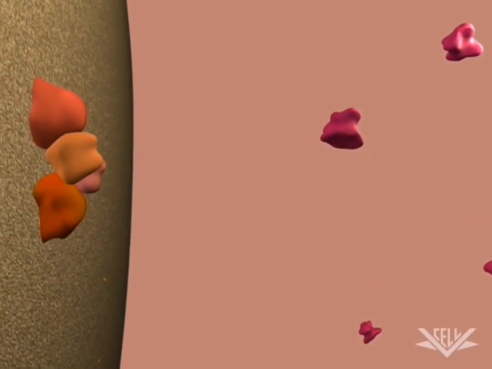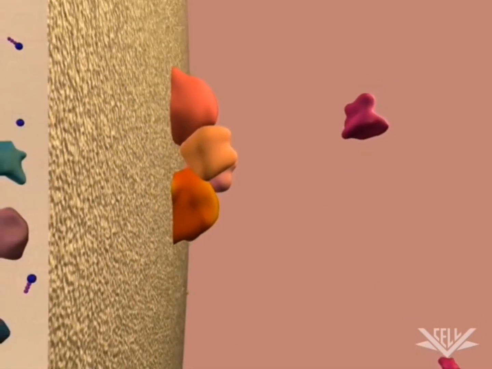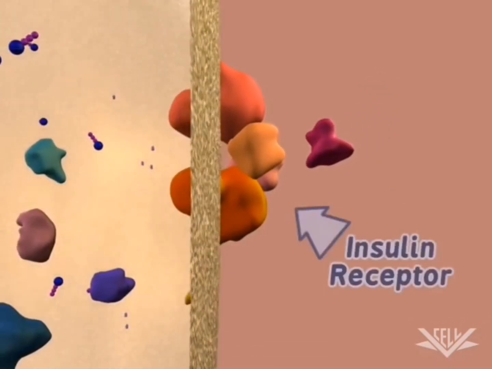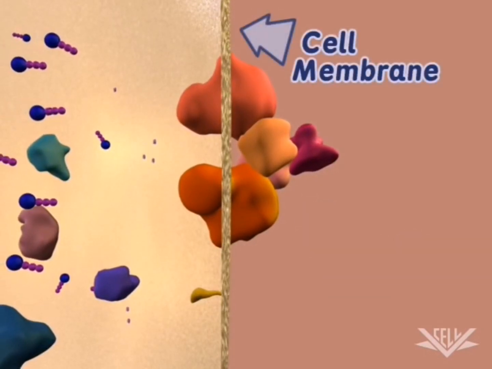When high levels of glucose are detected by beta cells in the pancreas, insulin is released by the cells. The insulin circulates through the bloodstream until it binds to an insulin receptor embedded in the cell membrane of a muscle, fat, or brain cell.